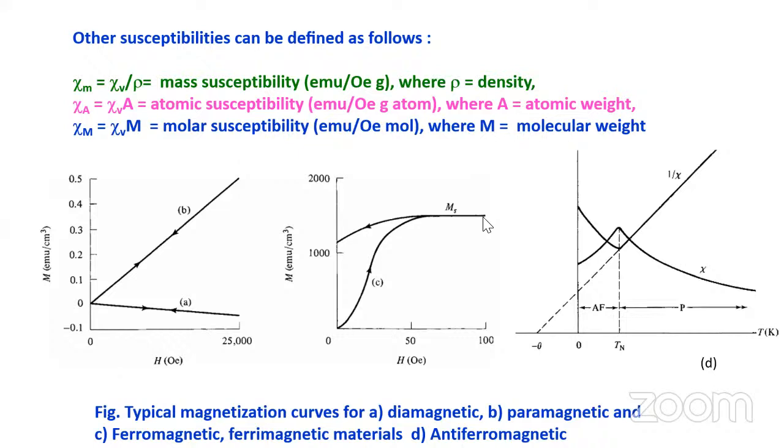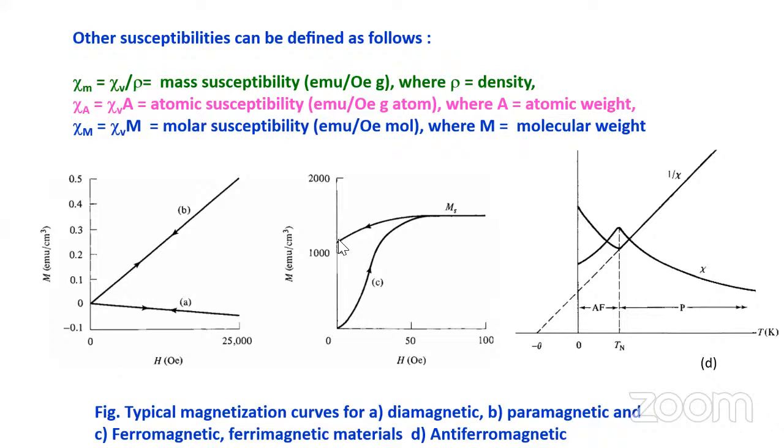And when you try to decrease the external magnetic field, it doesn't follow the same path. It doesn't track the path that was followed while increasing the external magnetic field, and that gives the remanence. So the value of the magnetization observed while increasing the magnetic field is different from what you observe while decreasing the magnetic field. And this is what is called the hysteresis curve.